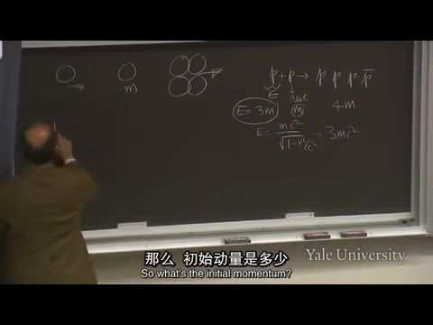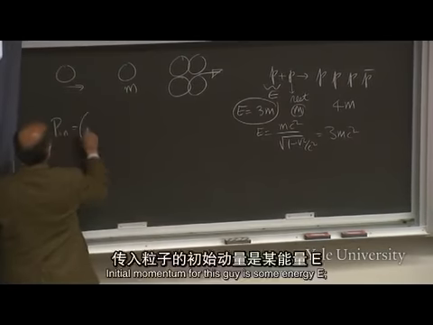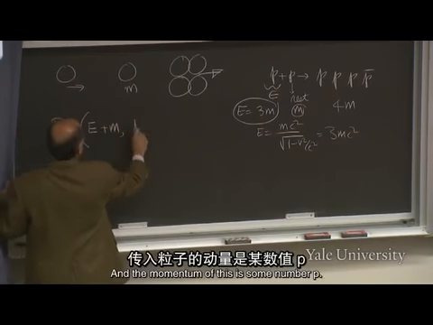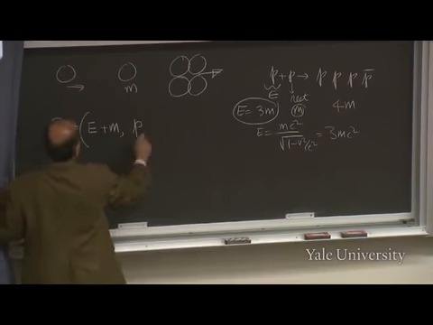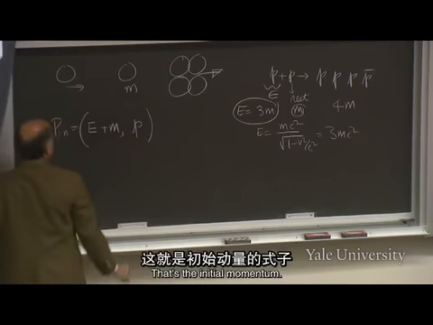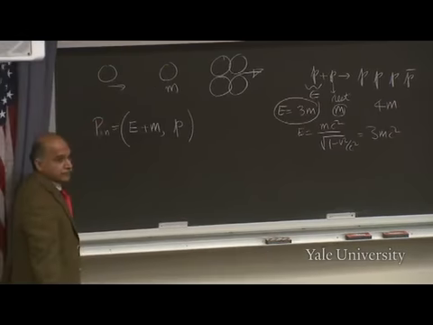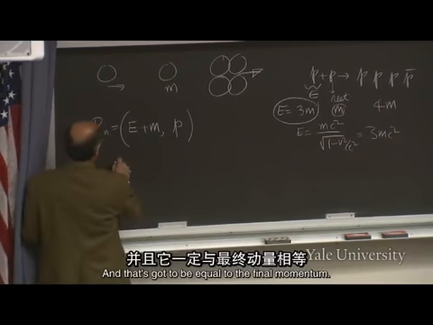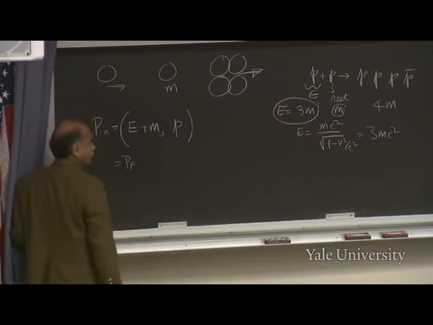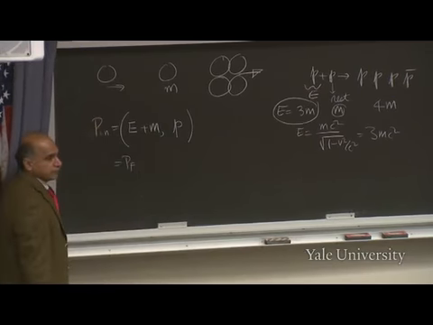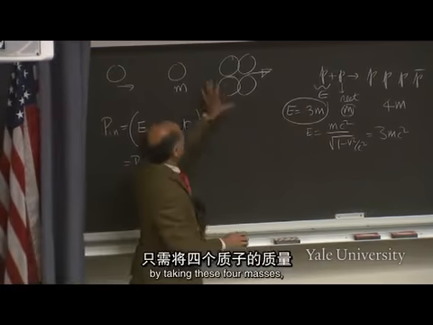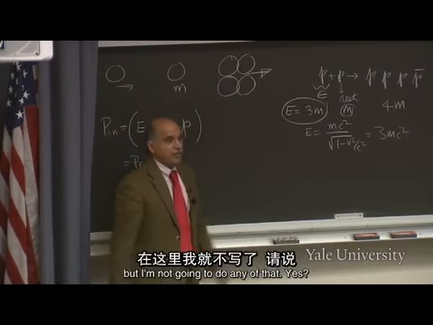So what's the initial momentum? Initial momentum for this guy is some energy E, for this guy is some mass m, and the momentum of this is some number p, and the momentum of this guy is 0. That's the initial momentum, and that's got to be equal to the final momentum. Very good. Final momentum you can write down in detail by taking these 4 masses, giving them some velocities, but I'm not going to do any of that.